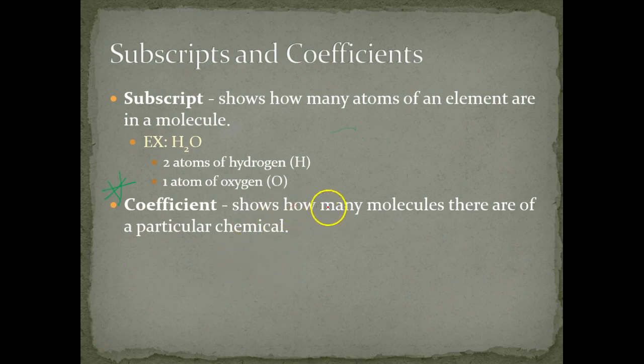Coefficients show how many molecules there are of a particular substance. So if I have 3 H2Os, then I have 3 water molecules. What does that mean? That means now I have to take 3 times 2, and now I have 6 hydrogens and 3 oxygens that are present in 3 water molecules.